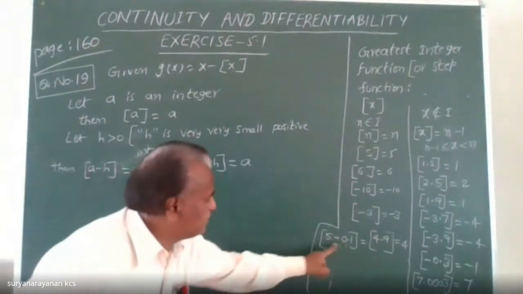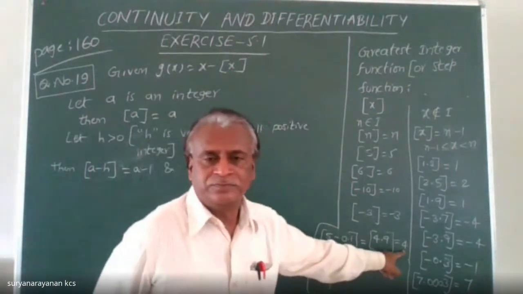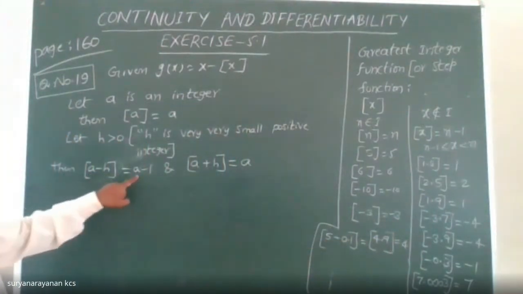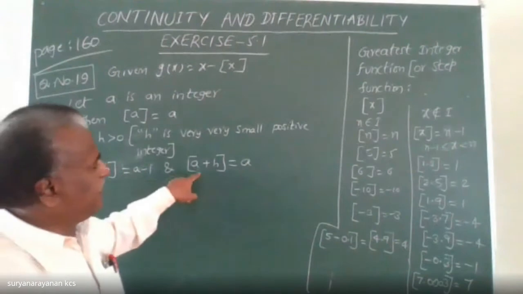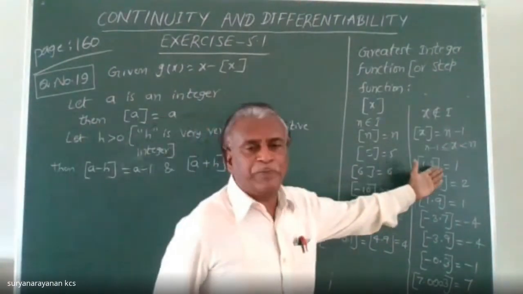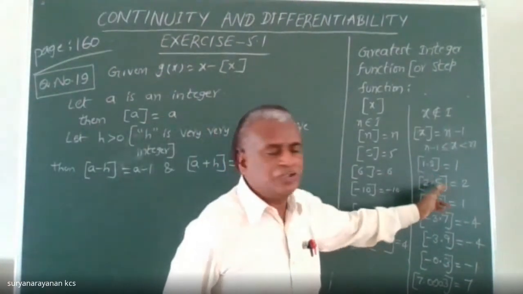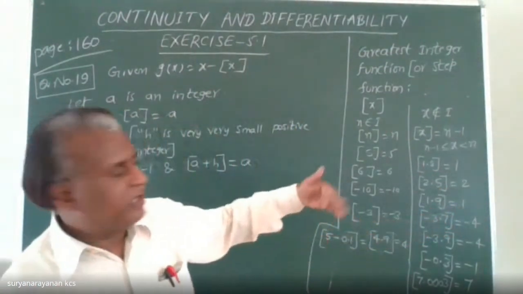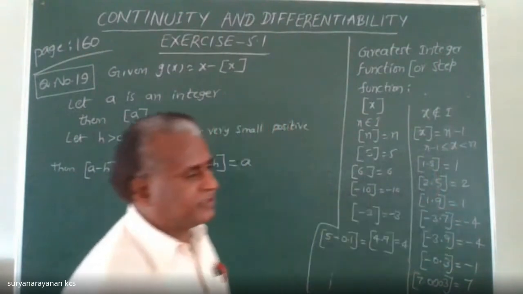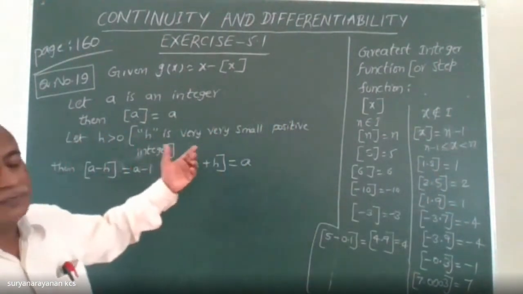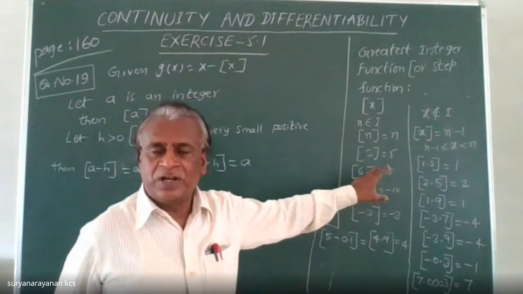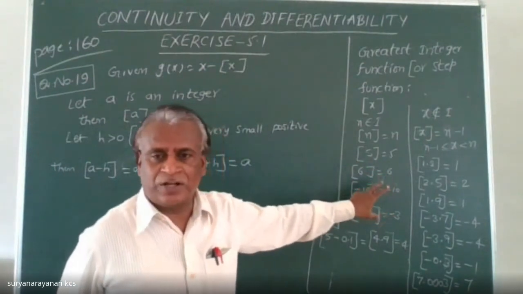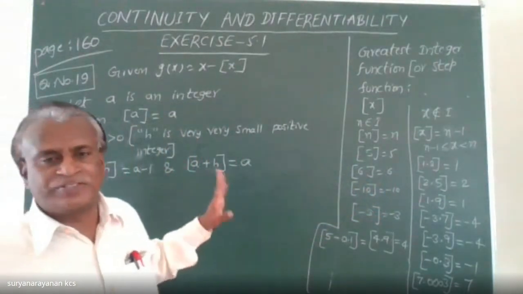So what is the value of a minus h? 4 means 5 minus 1, so a minus 1. Step a minus h value is a minus 1. Step a plus h means this one, 1 plus 0.3, 2 plus 0.5, 1 plus 0.9. Then their function values are 1, 2, 1 like that. So you have to observe these examples and connect this concept to this question.